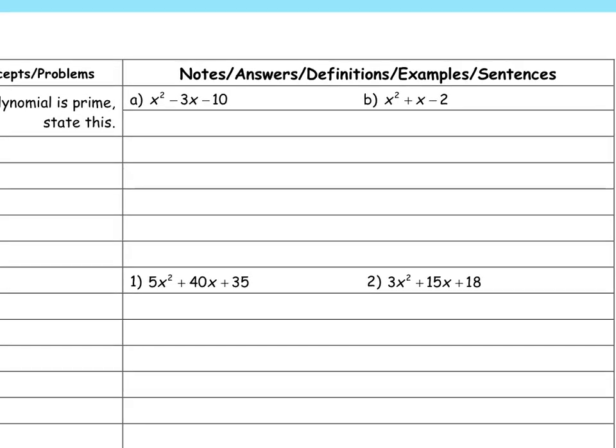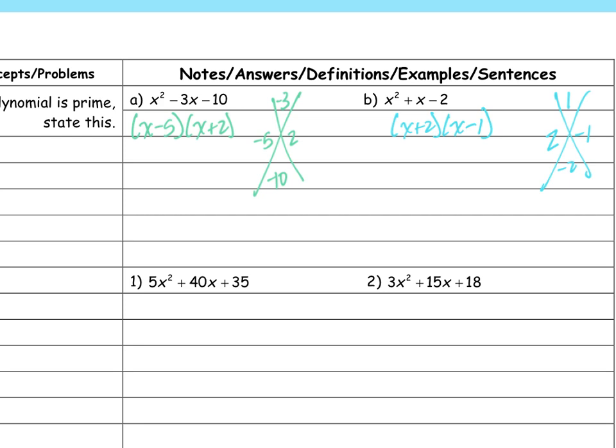Okay, so I need two numbers that multiply to be negative 10 and add to be negative 3. It's negative 5 and 2. So I have x minus 5 and x plus 2. And then for the last one, two numbers that multiply to be negative 2 and add to be 1. That would be 2 and negative 1. So x plus 2 and x minus 1. Okay? Questions? Are we okay so far factoring a trinomial?